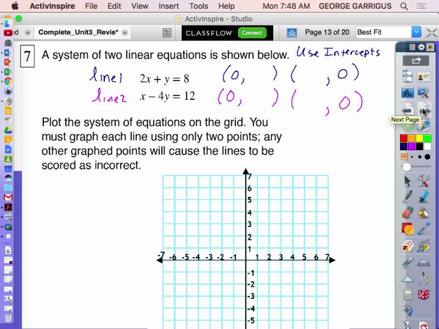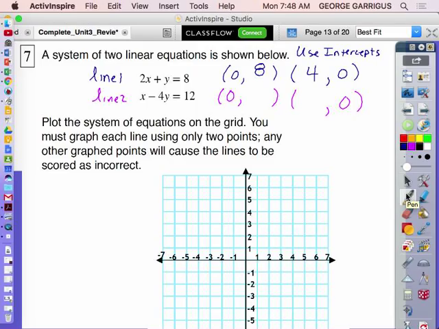Problem 7. The system of two linear equations is shown below using intercepts. Okay, so using intercepts is pretty easy. You can make the x-coordinate 0. So if I put a 0 in here, I've eliminated that, and I see that y equals 8. If I make y 0, I get 2x equals 8, so x is 4. It's a quick way to graph.